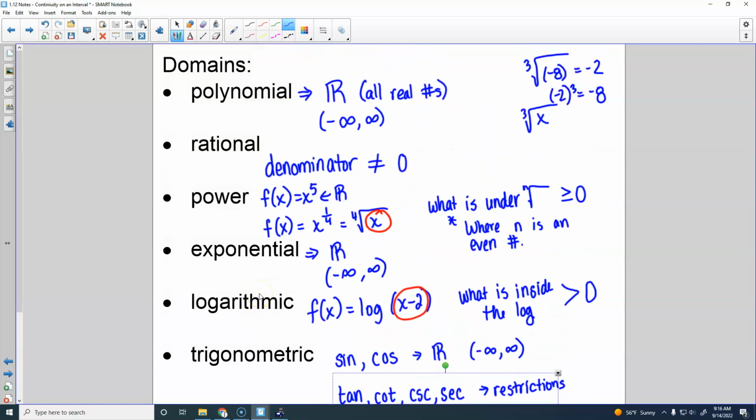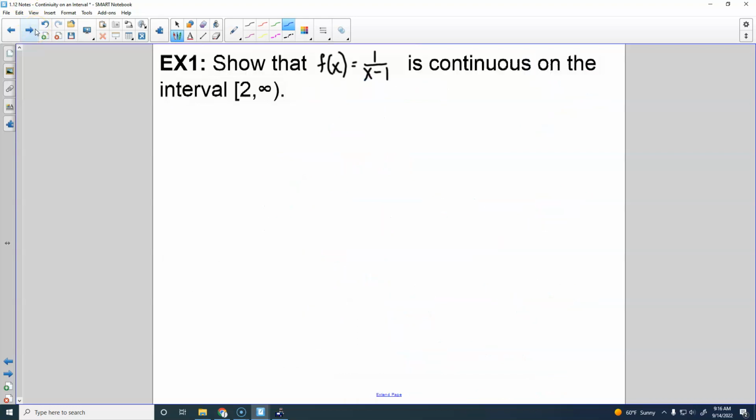So if we see a polynomial, a power function where we don't have a root, an exponential, or sine or cosine, our graph is just continuous everywhere for that. But if we see rationals, roots, logs, or any of these restricted trig functions, that's when we know we're going to have issues, right? So, let's look at what the problems will look like for this.